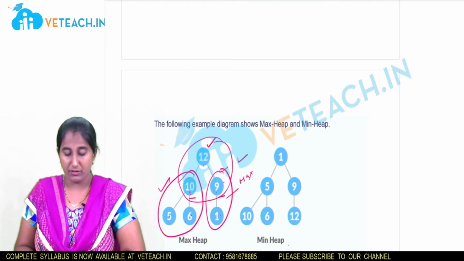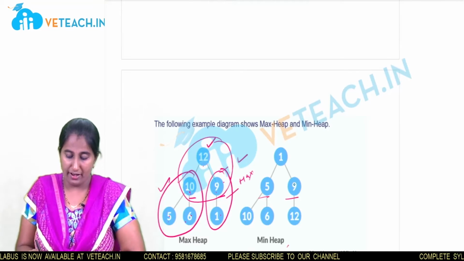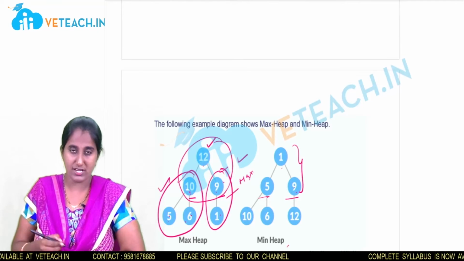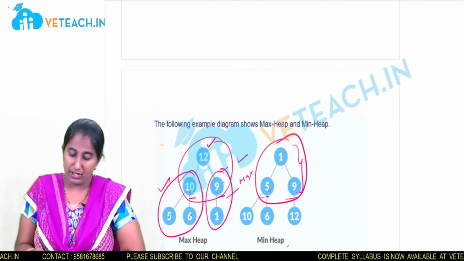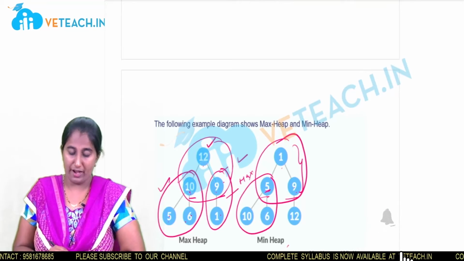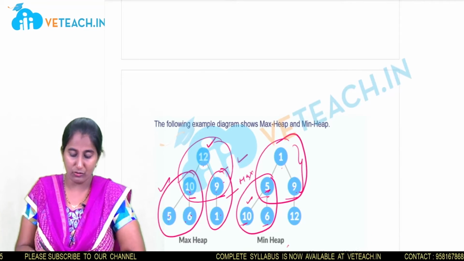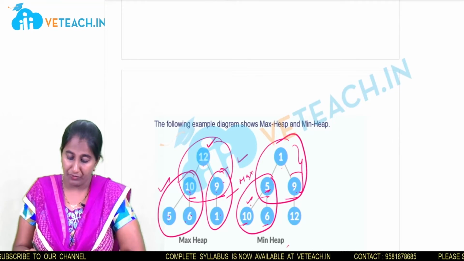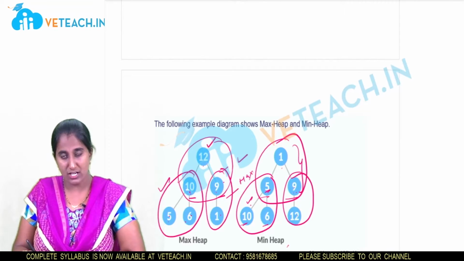Min heap, as I said, the parent node should be less than its child nodes. The parent node is less than 5 and 9, so this subtree satisfies the min heap. Later you can see this part. This is the parent node and these are the child nodes. This parent node is less than 10 and 6, so this is also a min heap. This part also satisfies the min heap property. The parent node should be less than its child nodes.